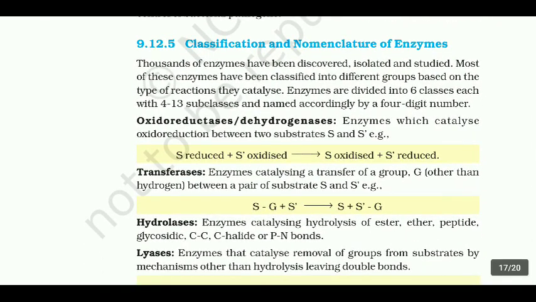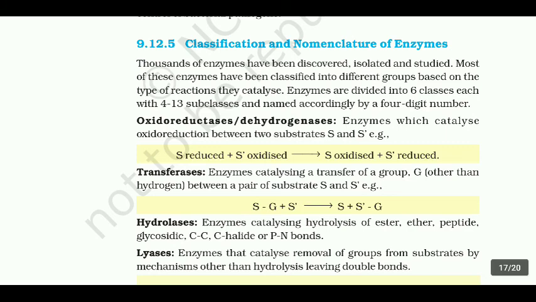9.12.5 Classification and nomenclature of enzymes. Thousands of enzymes have been discovered, isolated, and studied. Most of these enzymes have been classified into different groups based on the type of reactions they catalyze. Enzymes are divided into 6 classes, each with 4 to 13 subclasses, and named accordingly by a 4-digit number.